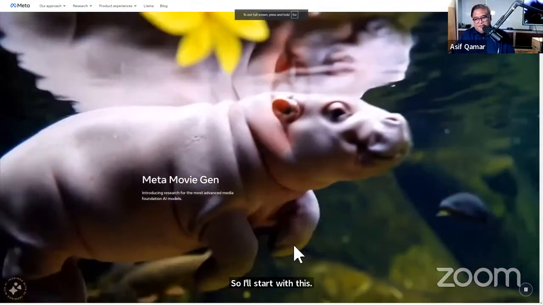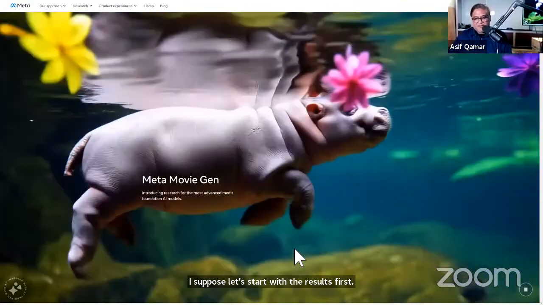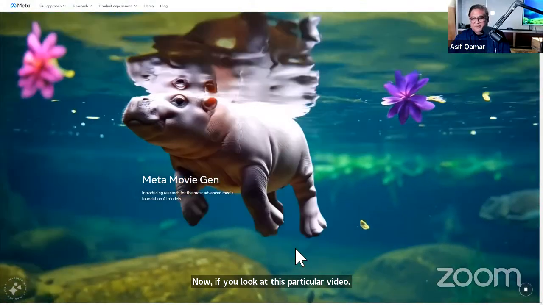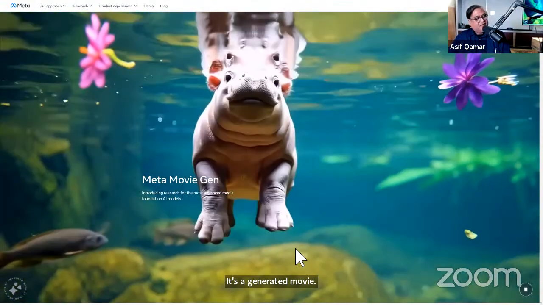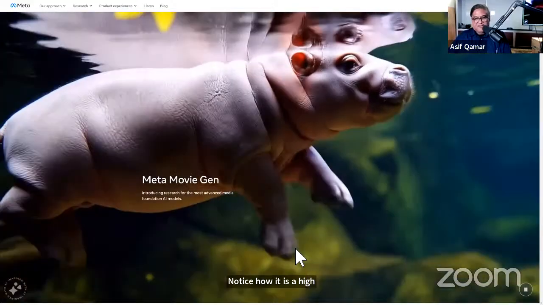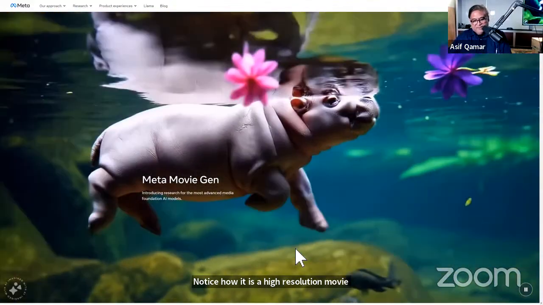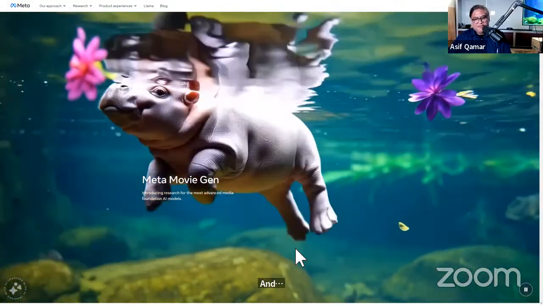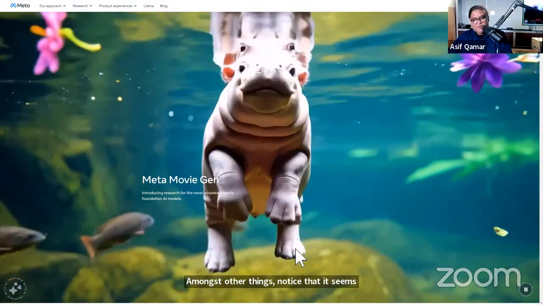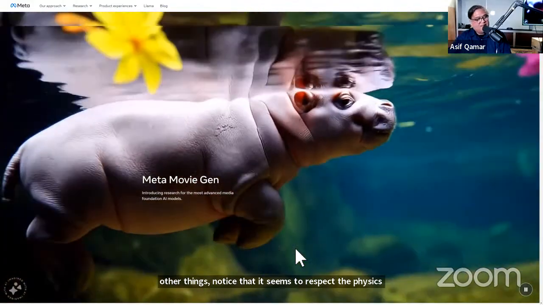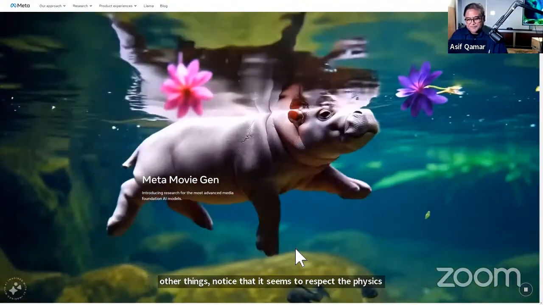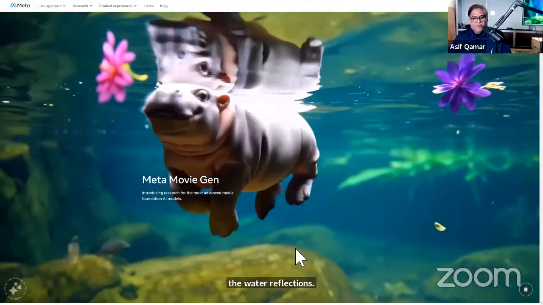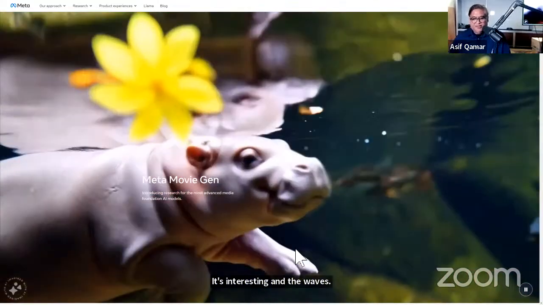Now, if you look at this particular video, it's a generated movie. Notice how it is a high resolution movie. It looks quite realistic. And amongst other things, notice that it seems to respect the physics quite well, the reflections and things like that, the water reflections, etc., and the waves quite well. And that is a remarkable thing.